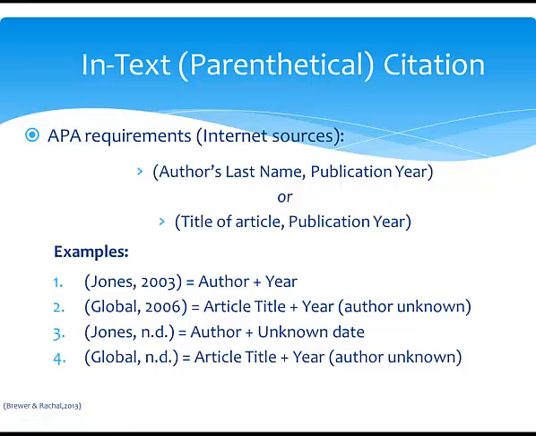So you have your APA requirement for an internet source. You would have the author's last name and the publication year, or the title of the article if you don't know the author's name, and the publication year. So these are a couple examples. So parentheses, author's last name, comma, year. And if you don't know the author's name, you put the article title, comma, year.